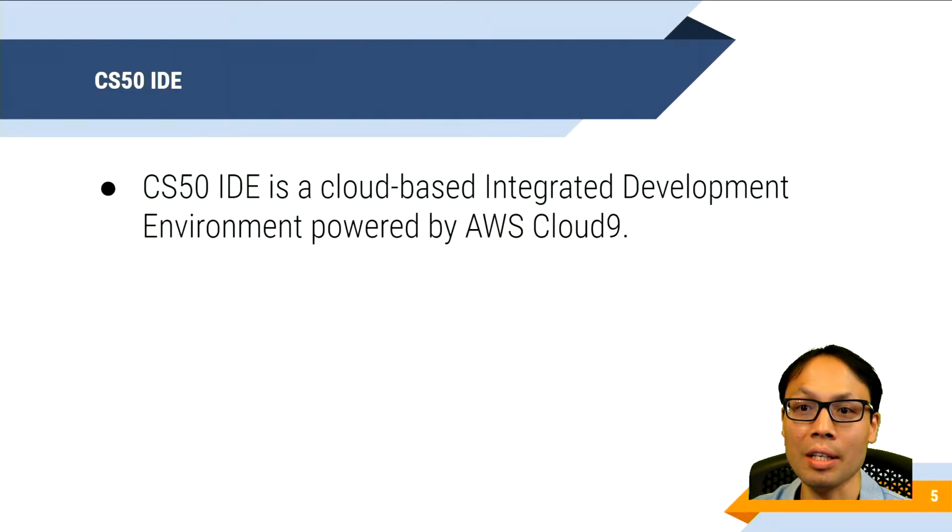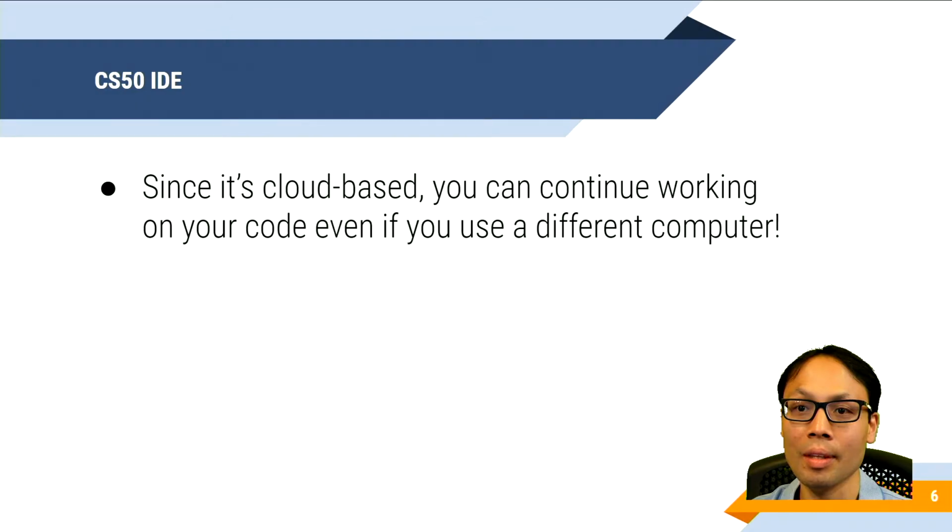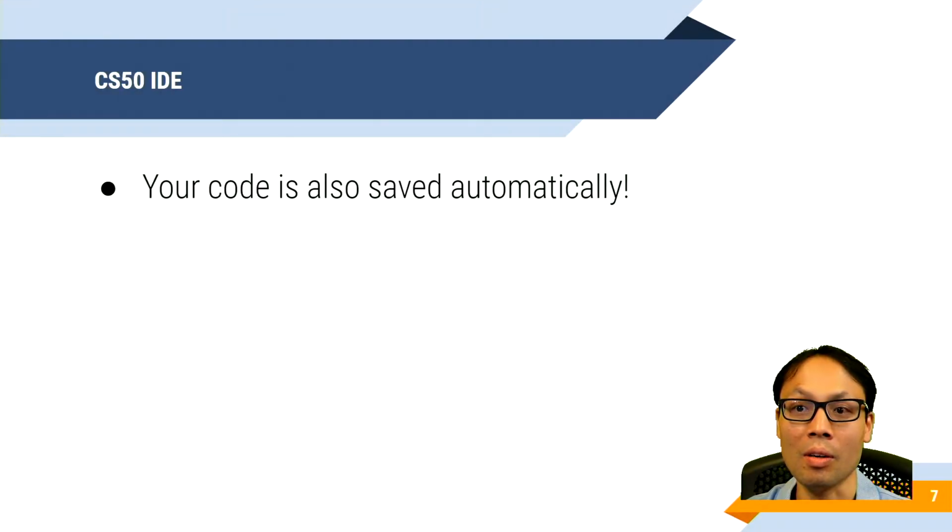So CS50 IDE is a cloud-based integrated development environment powered by AWS Cloud9. And since it's cloud-based, you can continue to work on your code even if you're using a different computer. Now also, your code is saved automatically in the cloud-based environment, so you don't have to worry about losing your code if you're working on a different computer, for instance, or if your computer crashes.